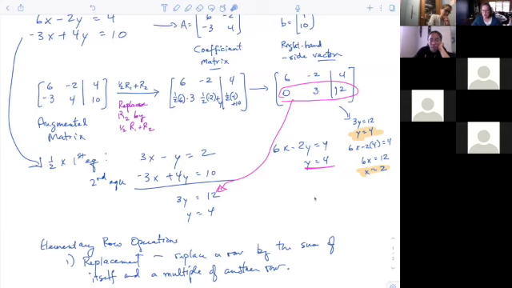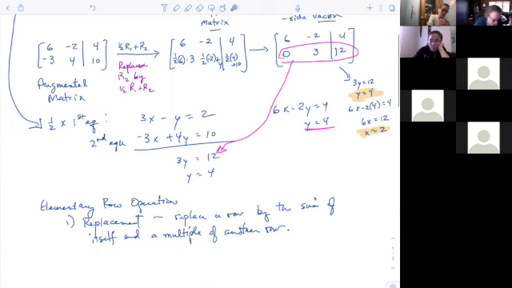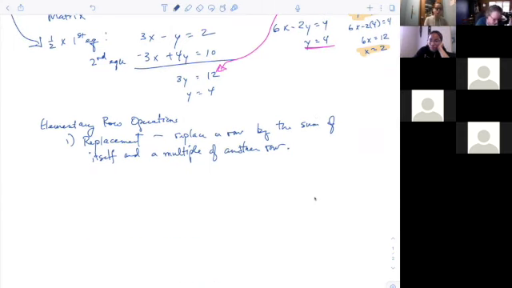All right, so let me just quickly finish out. I said there were 3 elementary row operations. This one that we just talked about, replacement, is by far the one you're going to use the most. But for completeness, I'll say the other 2. One is swap 2 rows. As we know, that's just like reversing the order of the equations, which has no effect on the solution of the system.